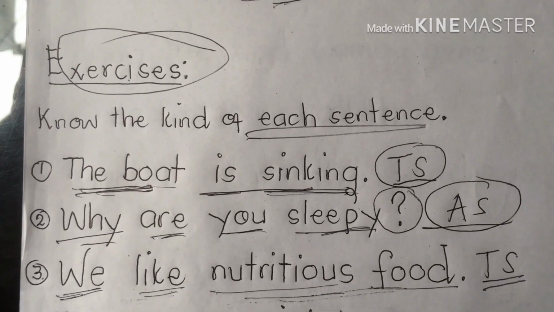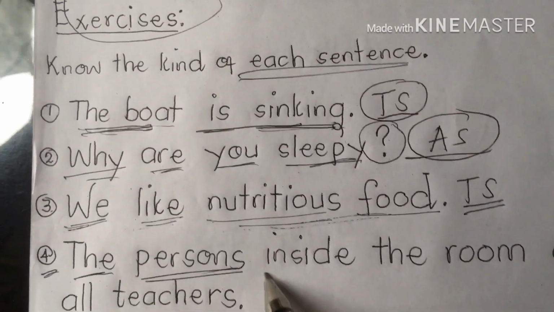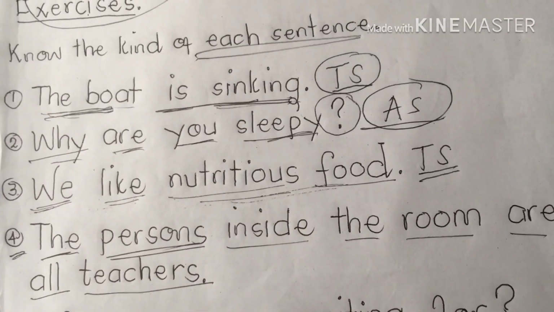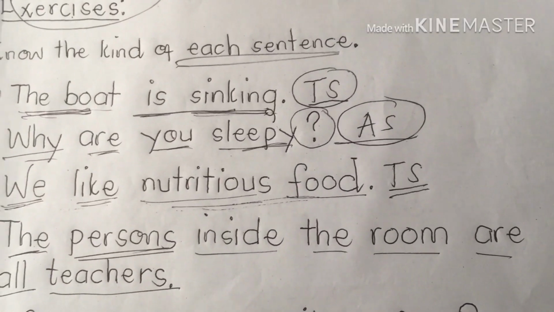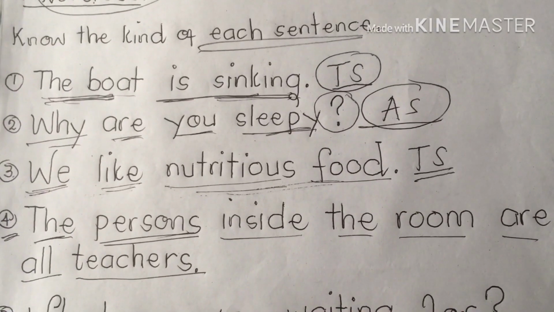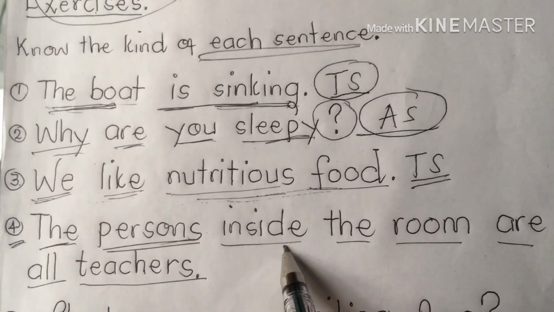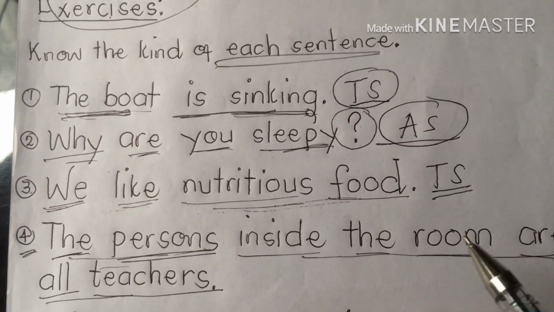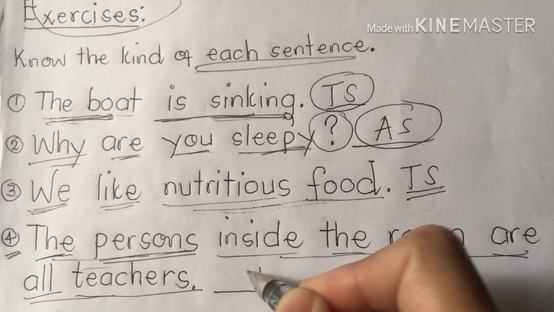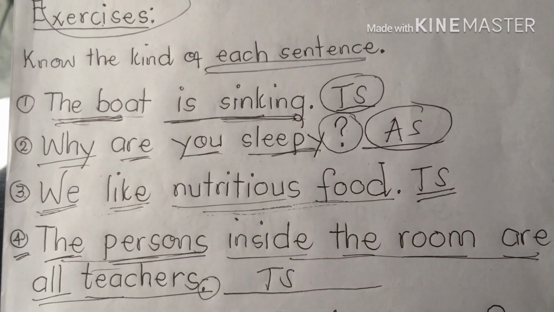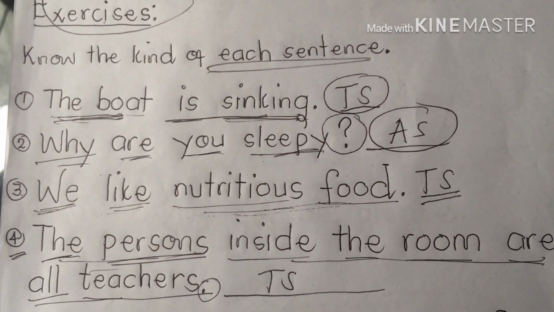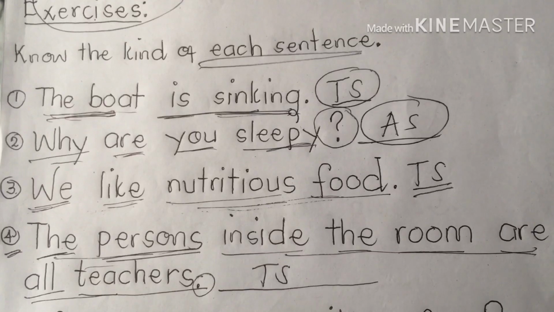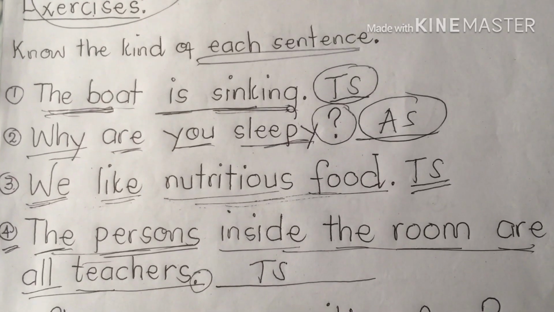Next, number 4. The persons inside the room are all teachers. That means in our sentence, it talks about teachers. And who are the persons? Teachers. And where are the teachers? Inside the room. So our sentence is complete. Our subject is persons. That means this is a T-S. It ends with a period. It tells something and completes the sentence. So we can understand that the persons inside the room are all teachers. Lahat po sila ay mga guro.